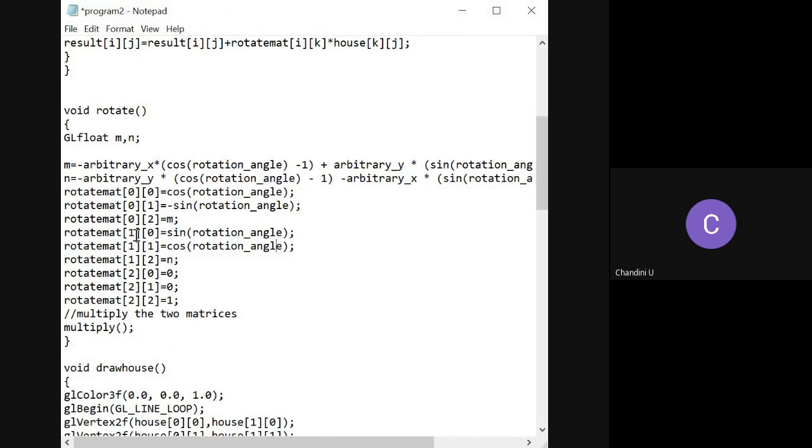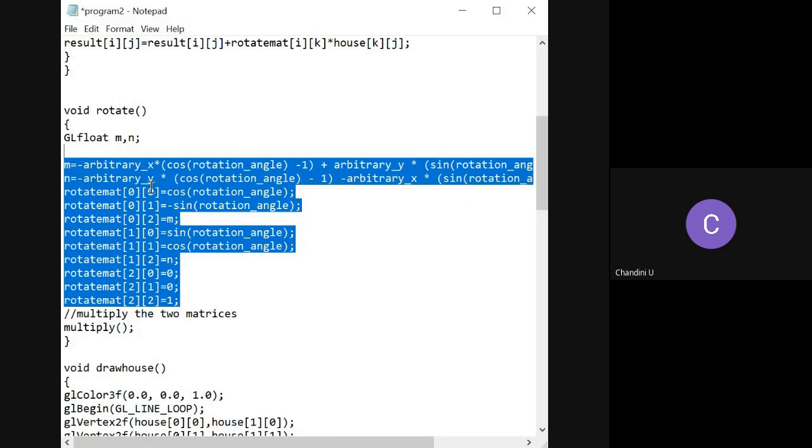Now come to the second row, that is row number 1, because it starts from 0, right? So 1 0 will give you sin theta, then 1 1 you store cos theta, then 1 2 is n, and you know the last row, that is 2 0, 2 1 and 2 2, is 0 0 1. So this constitutes your rotation matrix: cos theta, minus sin theta, m; sin theta, cos theta, n; and 0 0 1. So we have constructed our rotation matrix here.